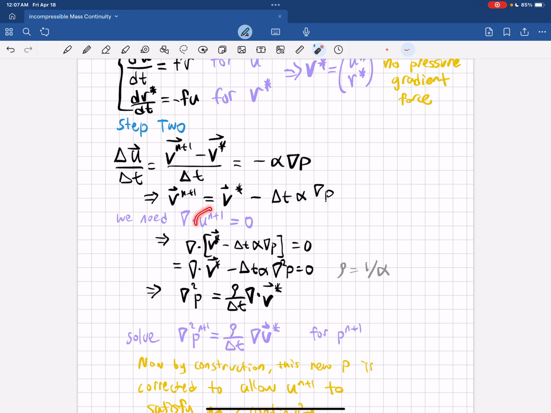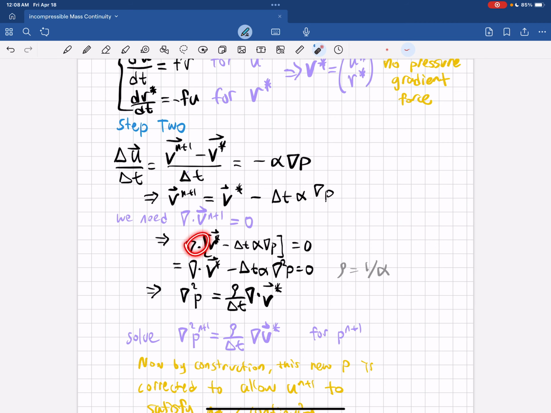We must have that the final velocity we get to, this is what we're solving for. By the way, this should be more like this, so I'm going to avoid confusion. The final thing we want to get to, it must be non-divergent. So we can actually plug this in to here, so we get this.